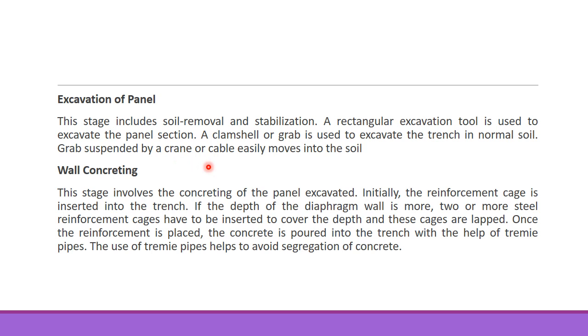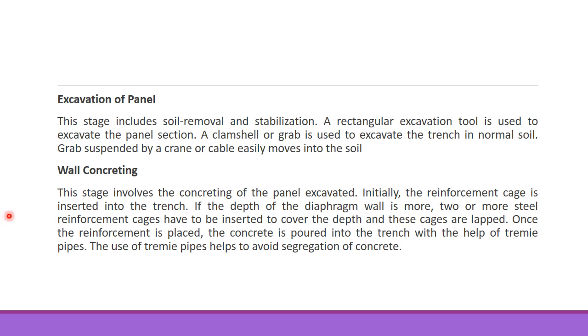This stage includes soil removal and stabilization. A rectangular excavation tool is used to excavate the panel section. A clamshell or grab is used to excavate the trench in normal soil. The grab, suspended by a crane or cable, easily moves into the soil.